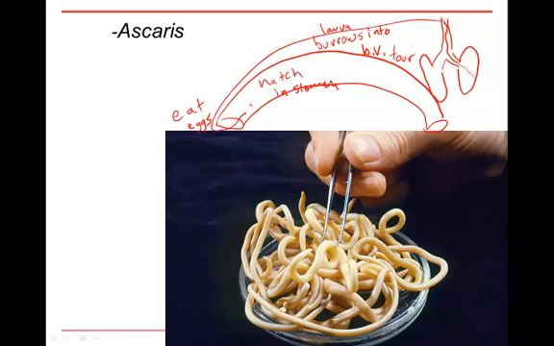And the female can produce 200,000 eggs per day. That's a lot of eggs. And so, of course, they grow up to be that large once they're back in the intestine. And that's basically the life cycle of Ascaris.